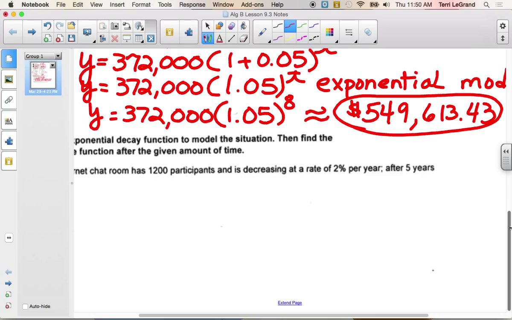Okay, I want you to try the next one on your own. This is a decreasing one. Be careful. Decreasing, there's a different model to use for that one.